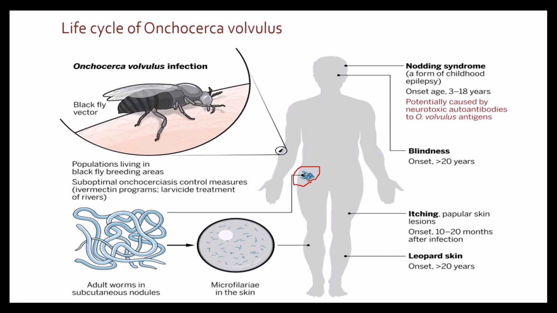Degenerating microfilariae excite an intense inflammatory reaction, accounting for most of the clinical manifestations of disease. And the Rickettsia Wolbachia lives symbiotically in the adult worm and microfilariae and is important for microfilarial production.